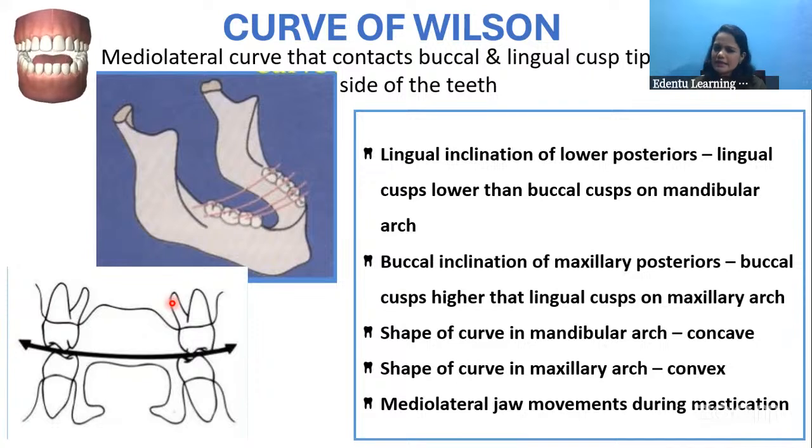Mainly this curve helps in the determination of the mediolateral jaw movements. The mediolateral jaw movements that occur during the mastication process will mainly be explained based on this curve of Wilson.